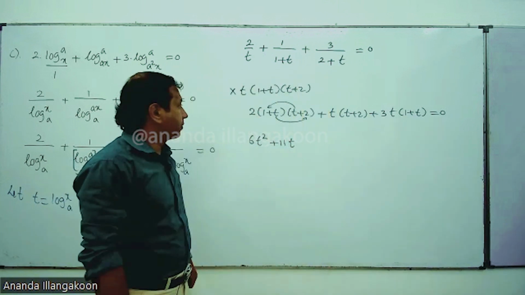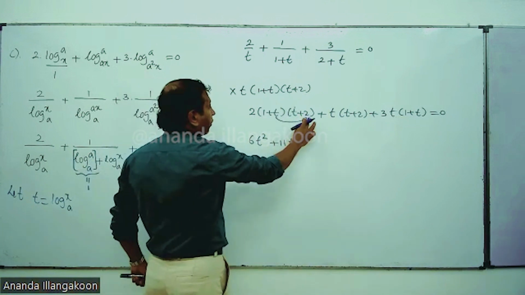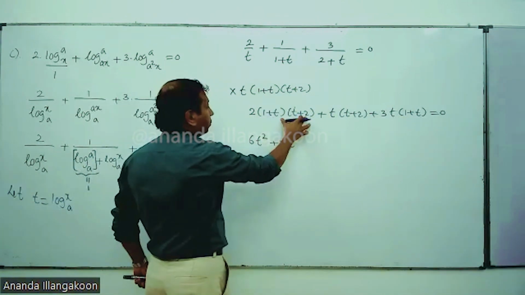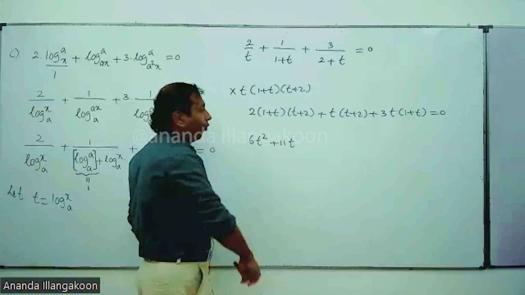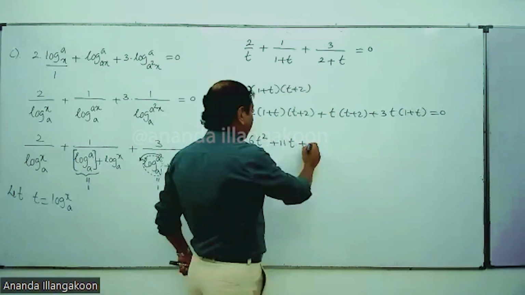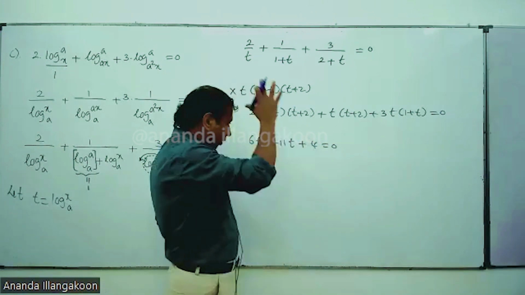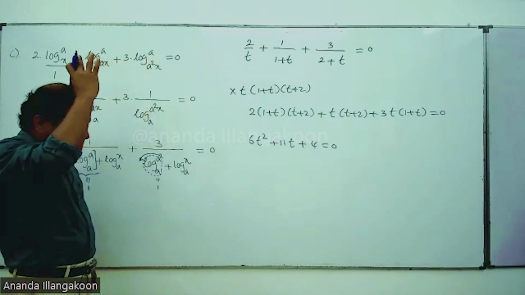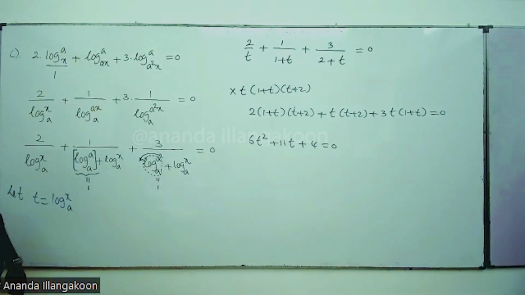Now the constants. What are the constants here we get? 1 into 2, 2. 2 into 4. Here we get 1, here we get 1. Here we get 4. Right. Then we can factorize this.